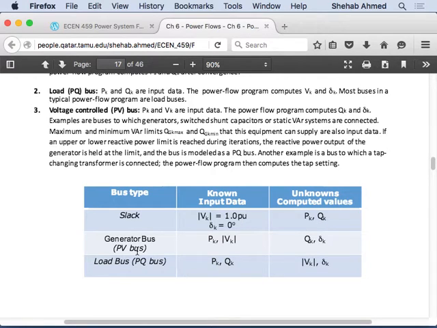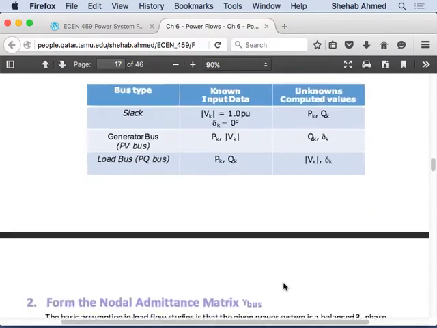At a generator bus or a PV bus, I know P as a real power, and I know voltage as a magnitude. And then what I don't know, out of the four variables, are the reactive power and the angle. And then for a load bus, I know P and Q, and I don't know the voltage and angle, right? So these are the three types of bus that we have.